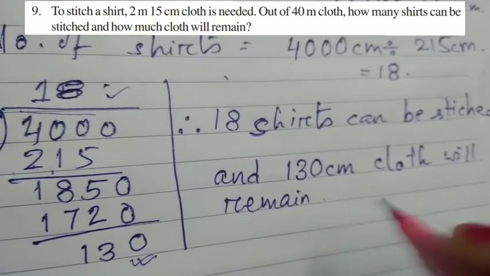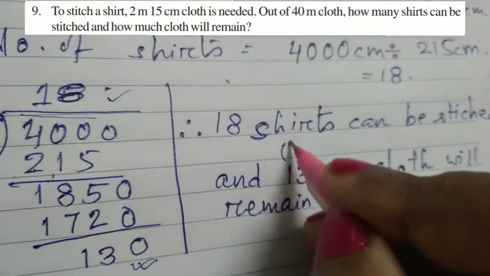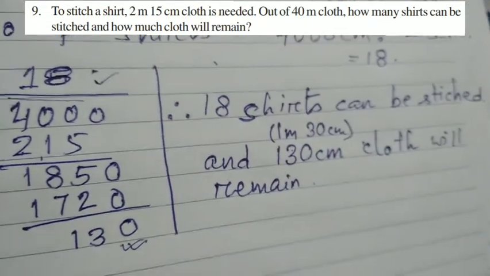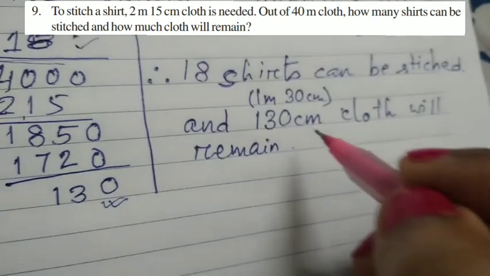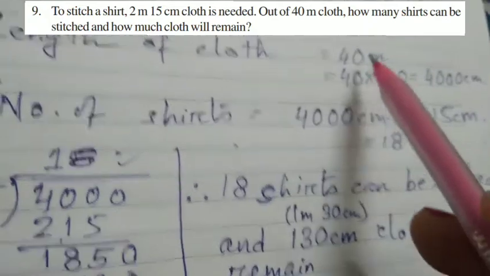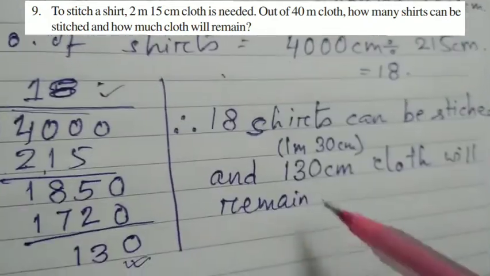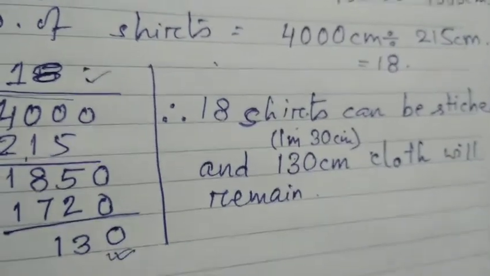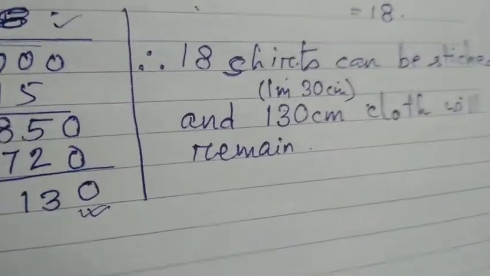I can write 130 centimeter or I can write 1 meter 30 centimeter, as I feel. So 130 centimeter cloth will remain, or 1 meter 30 centimeter. As the question always gives in meter and centimeter, I will also put in meter and centimeter. Okay. Now coming to the next question, which is question number 10.